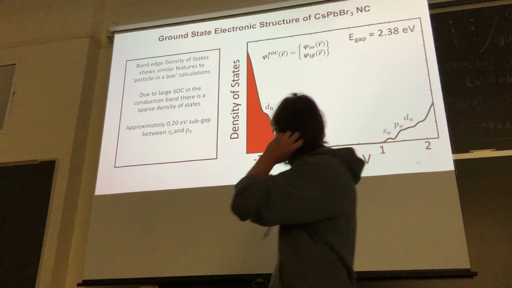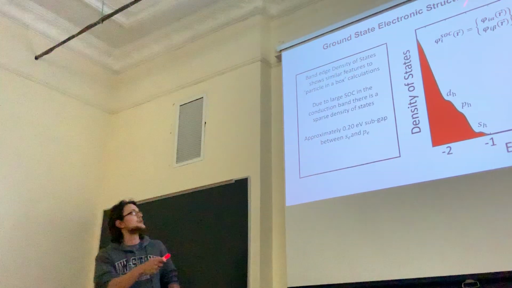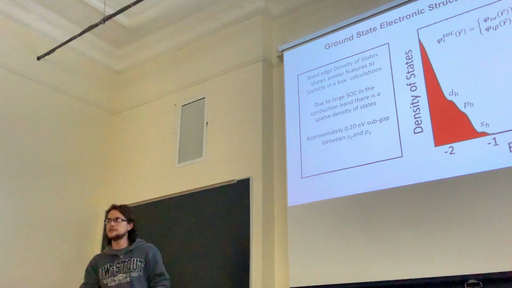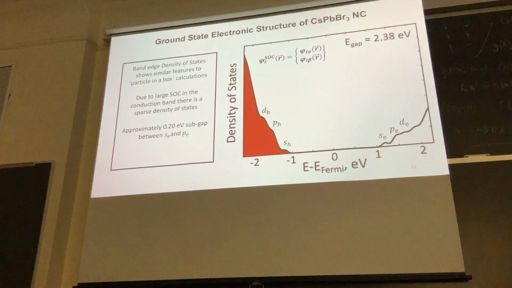And so we optimize it, do calculations, and this is what the corresponding density of states for this model looks like. Compared to the particle in the box, or approximate particle in the box that was up earlier, you see that near the band edges it shows distinct peaks, which are similar to S, P, and D bands. That's what the labels correspond to: S, P, and D for the hole, and vice versa for the electron.